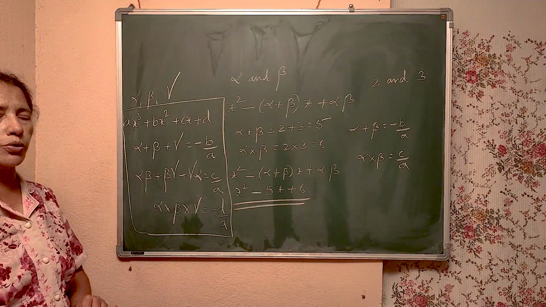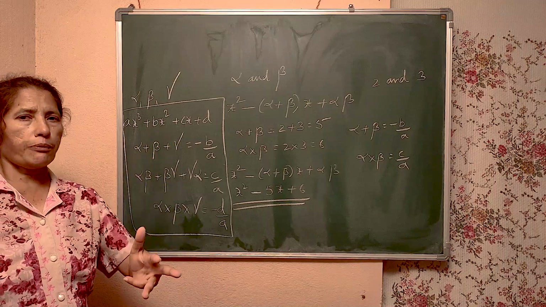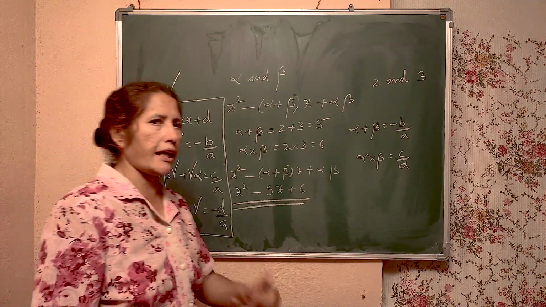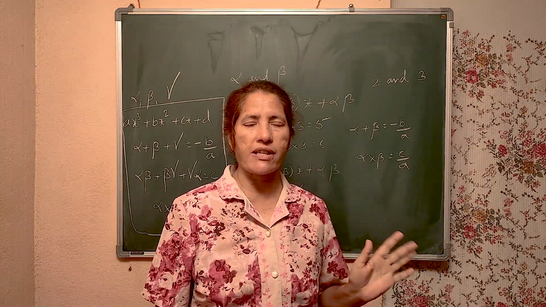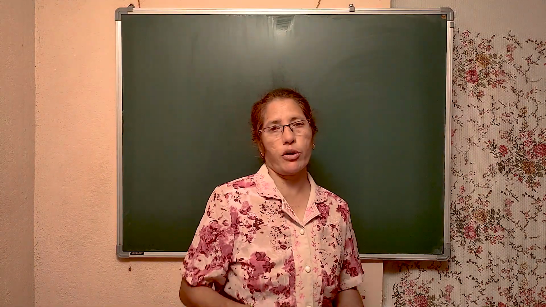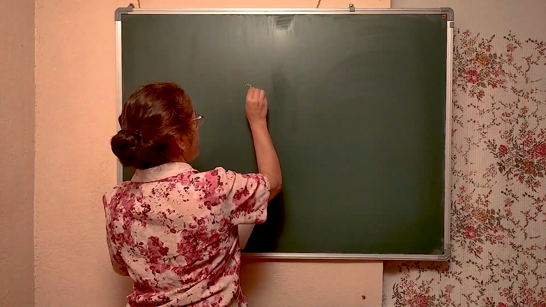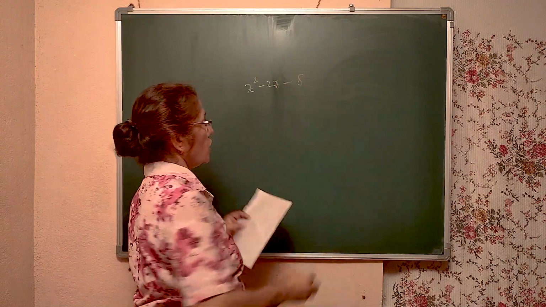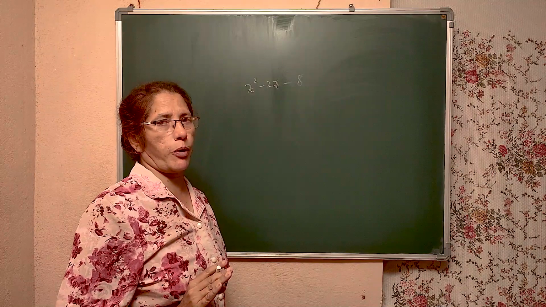Now let me do some problems based on linear polynomial, quadratic polynomial and cubic polynomial. Shall we start? Yes. Now, I will give you a problem. Find the zero of x² minus 2x minus 8. What type of polynomial? No doubt it is a quadratic polynomial.